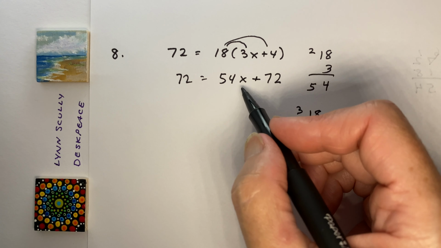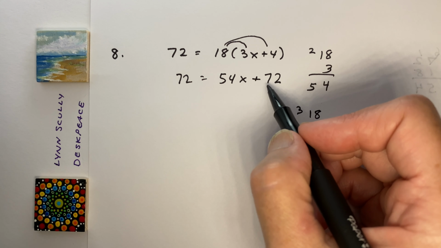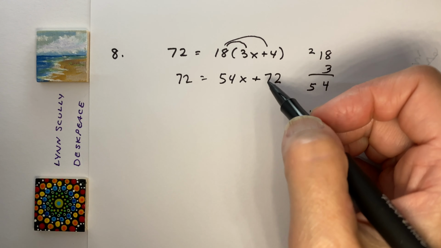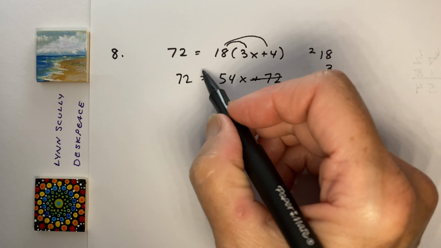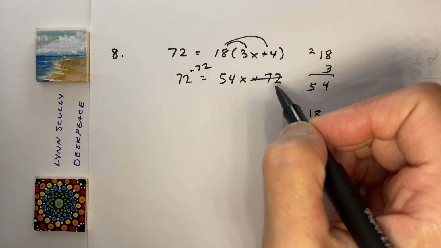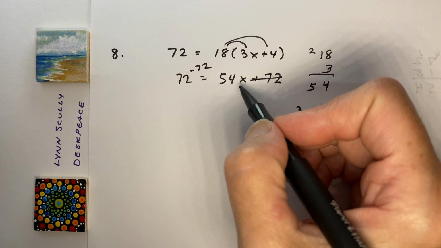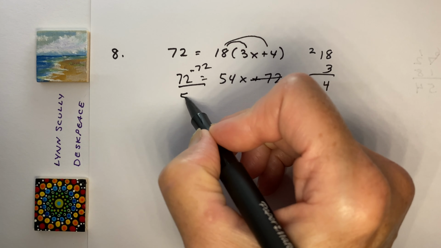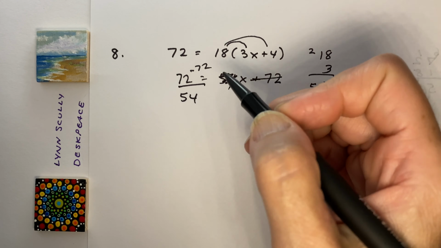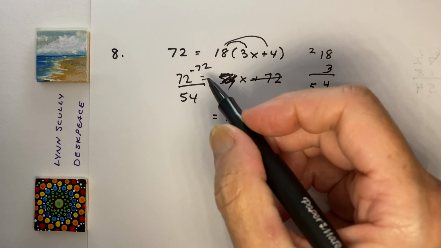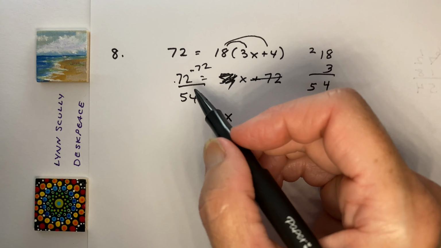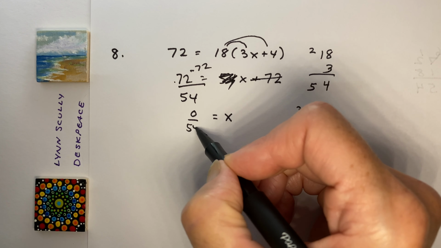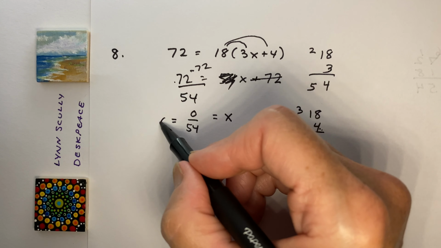I want to get the x alone. I have something attached by addition and something attached by multiplication. First, we undo addition. We minus it over to the other side. Keep your eye on the prize. This 54 is attached to the x by multiplication. Move it by division to the other side of the equal sign. We have x equals 72 minus 72 is 0 over 54, which is simply 0.